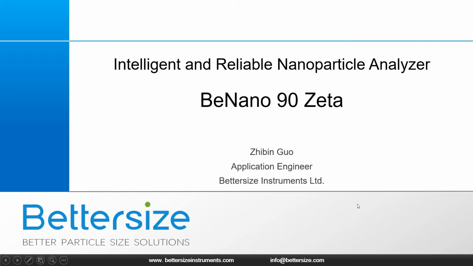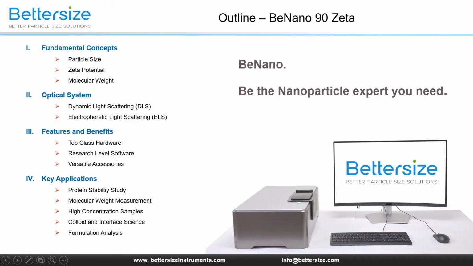It's my honor to introduce the BNano 90 Zeta to you, the latest generation of nanoparticle size and zeta potential analyzer from Betaseis. This talk will be divided into 4 sessions. Firstly, 3 important concepts, particle size, zeta potential, and molecular weight, will be introduced briefly. Then the optical system of the BNano 90 Zeta, including dynamic light scattering and electrophoretic light scattering, will be shown in schematic diagrams and animations.